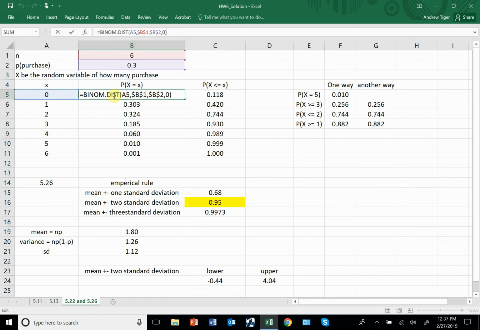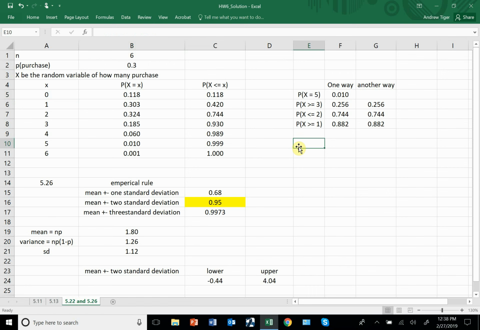And then the binom dist, and your first argument is the outcome. The second argument is the number of trials, 6. The probability of success of one trial is 30%. And then 0 to come up with exactly the probability that exactly 0 people are going to buy something. So the probability that exactly 0 people out of the next 6 are going to buy something is 0.118.